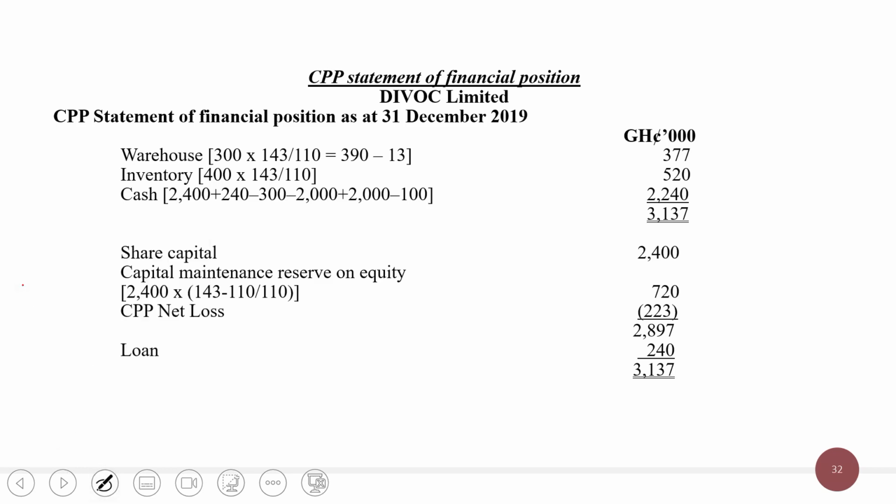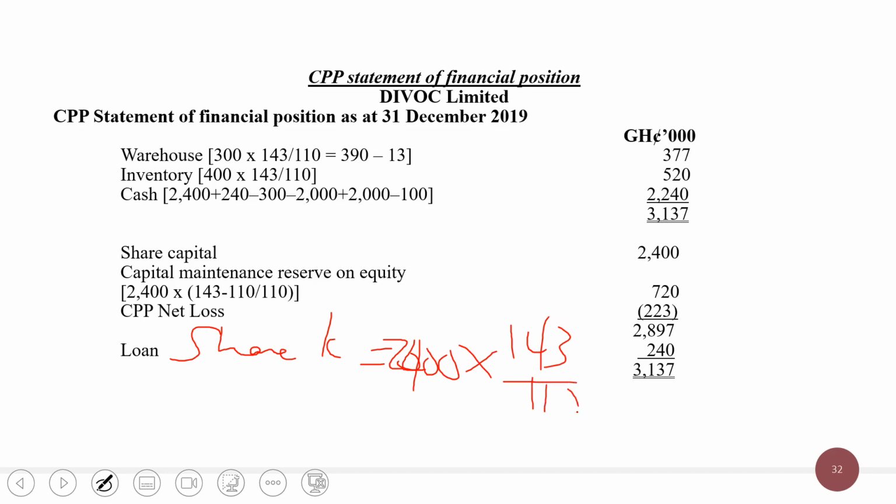Okay, so this is what I'm explaining. I'm saying if you take the share capital 2,400 and you index it by 143 over 110, you will get, please take your calculator and calculate it just like I am about to do.